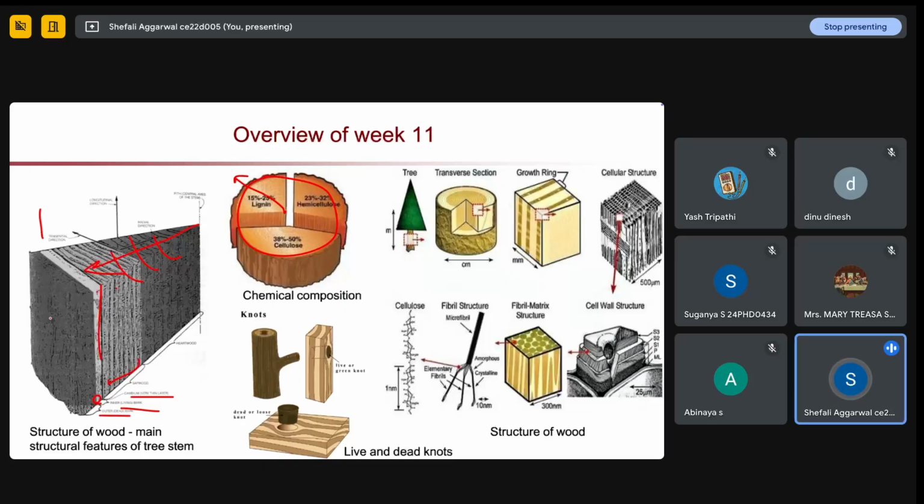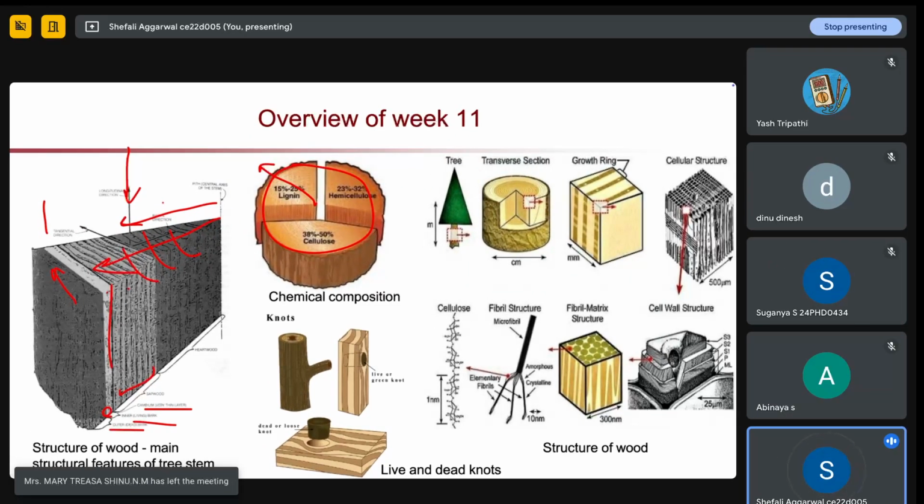The other thing is the 3 different directions. When we are coming from the center to here, that is called the radial direction. If we are seeing our wood from the top view, that is the longitudinal direction, and from the side view, this view, it is the tangential direction. So these are the 3 directions of our wood.